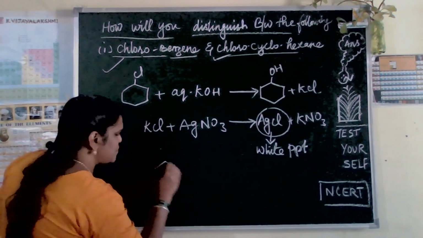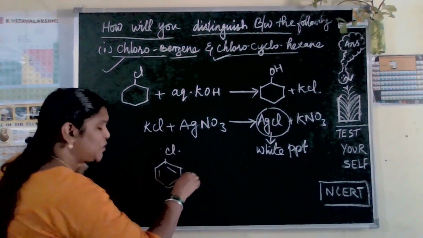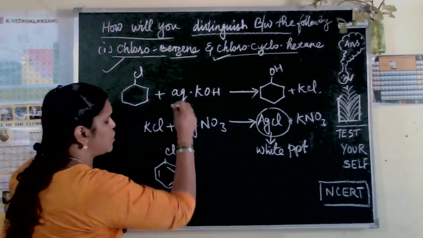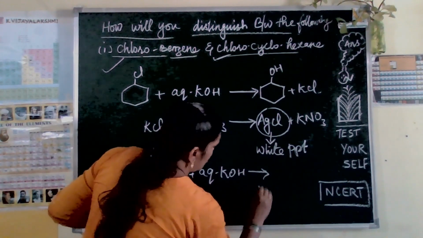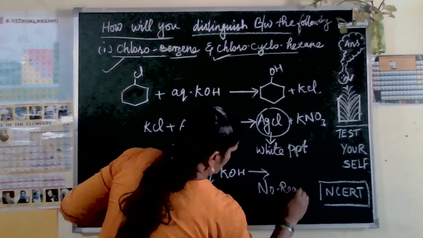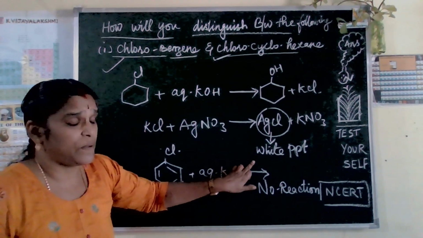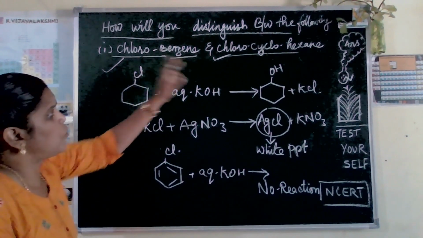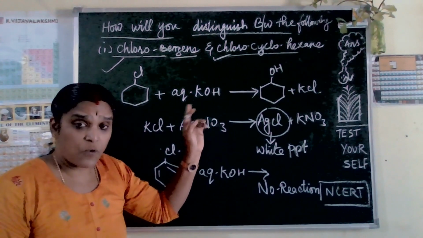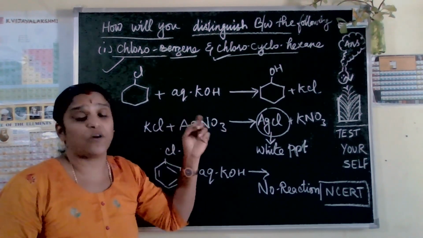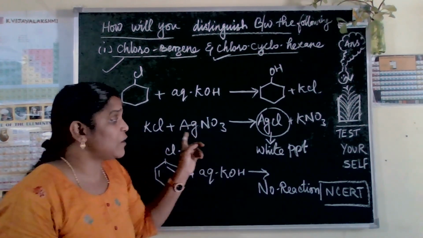From that we can identify chlorocyclohexane. Whereas this one is chlorobenzene. Chlorobenzene does not undergo hydrolysis with aqueous KOH. So here no reaction takes place, whereas here you are getting a white precipitate. How to differentiate these two? Chlorocyclohexane reacts with aqueous KOH. The aqueous KOH is acidified with nitric acid, and along with that you are adding silver nitrate.